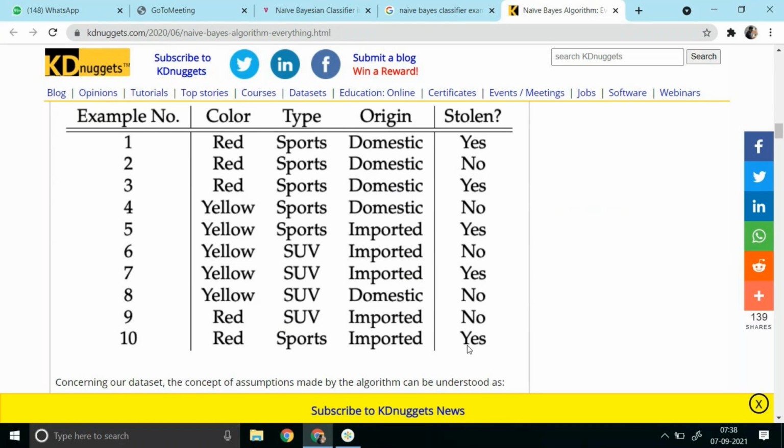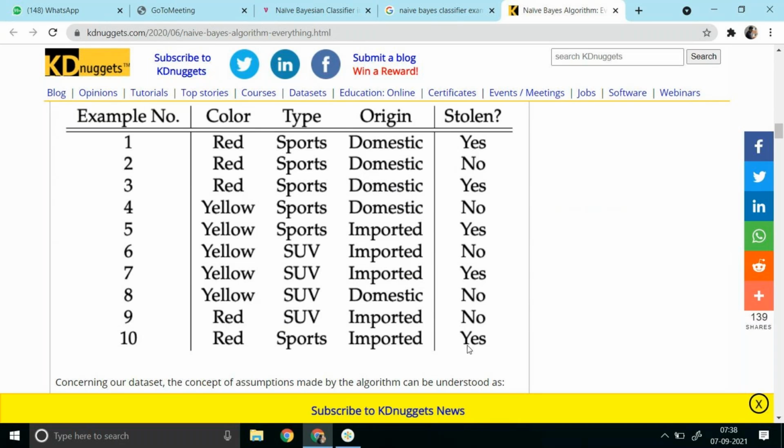Next, go to color yellow. For red we have done it, right? Now do it for yellow the same way, for yes and no. For yellow we have 2 of 5 as yes, and 3 of 5 as no.